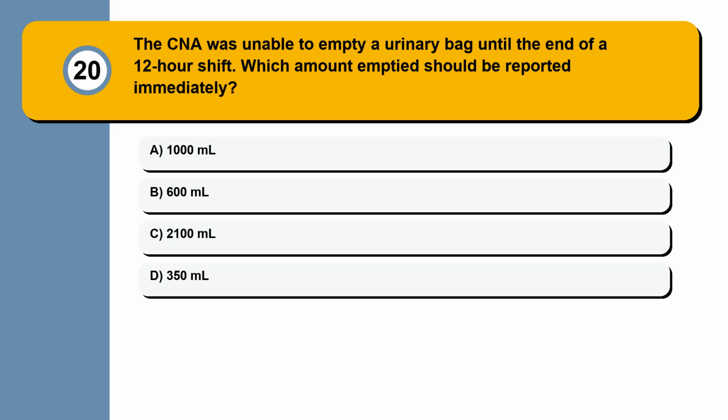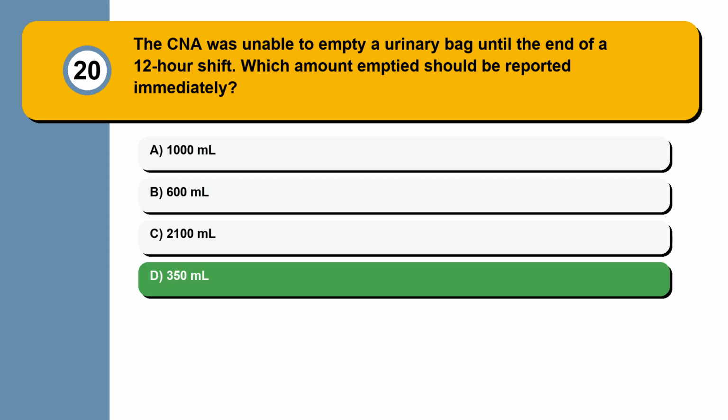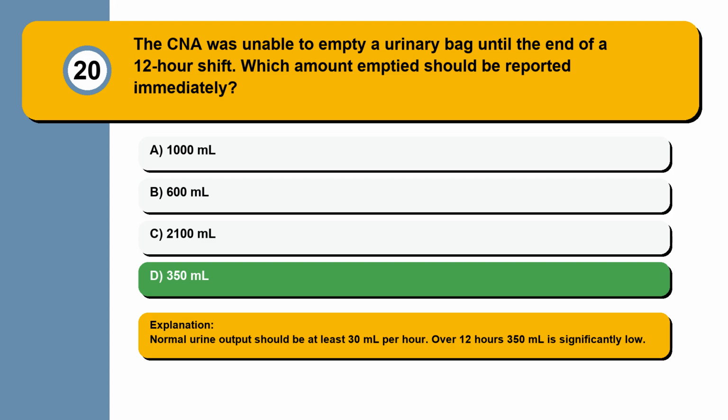Question 20. The CNA was unable to empty a urinary bag until the end of a 12-hour shift. Which amount emptied should be reported immediately? 1,000 ml, 600 ml, 2,100 ml, 350 ml. Normal urine output should be at least 30 ml per hour. Over 12 hours, 350 ml is significantly low.